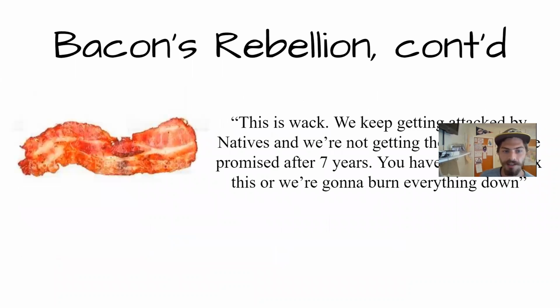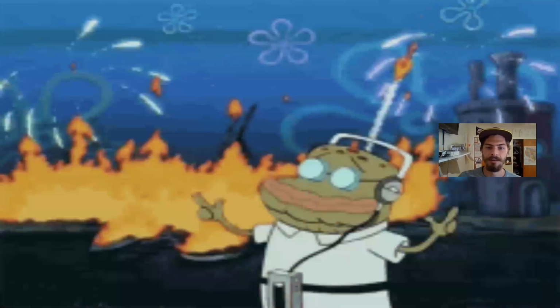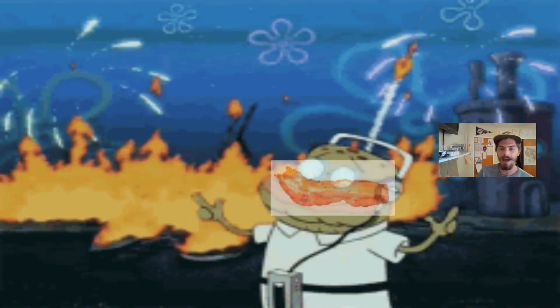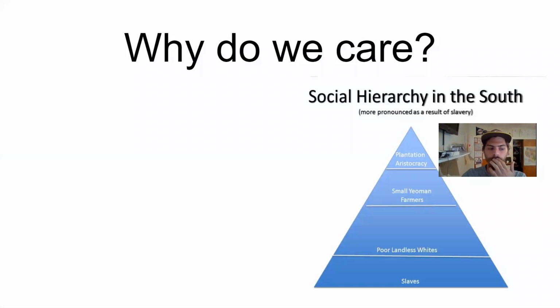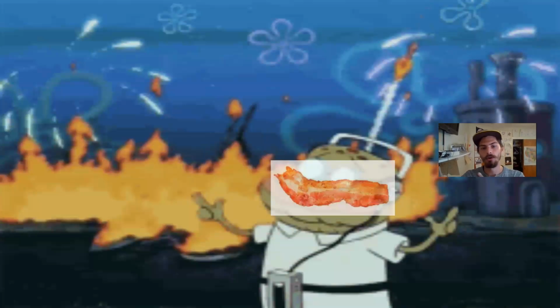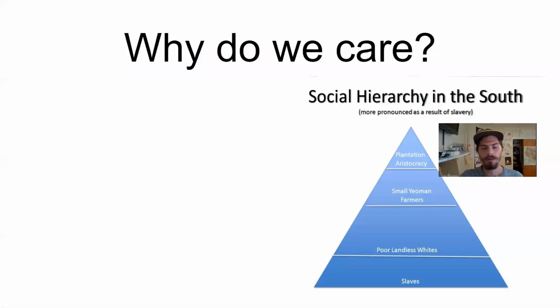So Bacon comes back and he says, this is whack. We keep getting attacked by natives. We're not getting the land we're promised. You have 2 weeks to fix this or we're gonna burn everything down. 2 weeks later, they burn everything down. Huge revolt happens from Nathaniel Bacon, and they burn down the governor's office of Virginia. So, hey, violence, destroying property, American tradition, gotta love it. Long story short, Nathaniel Bacon dies, the whole thing comes to an end, and then, why do we care?